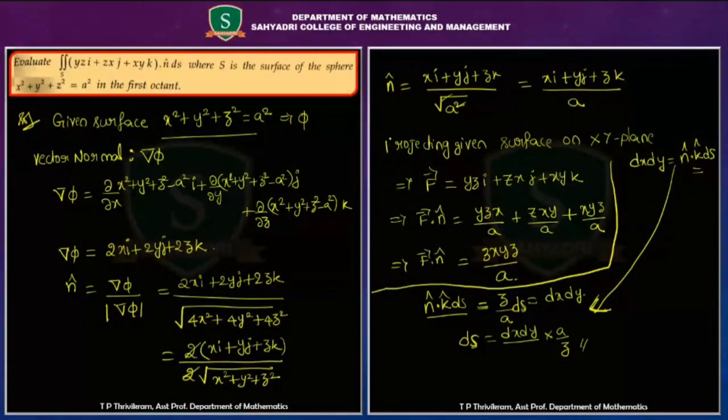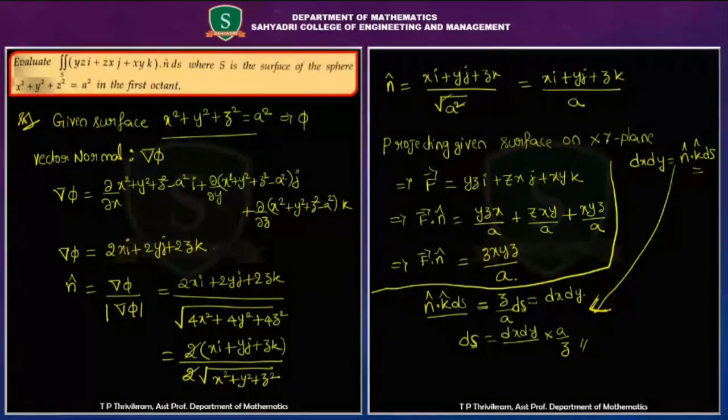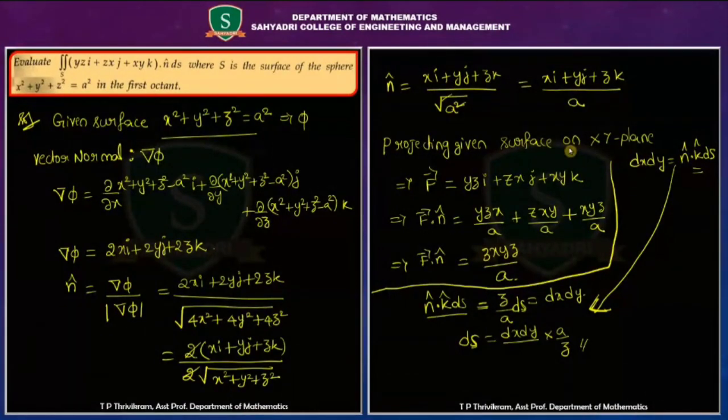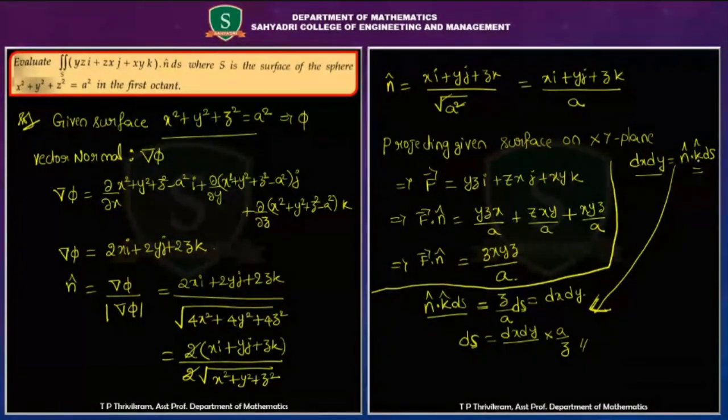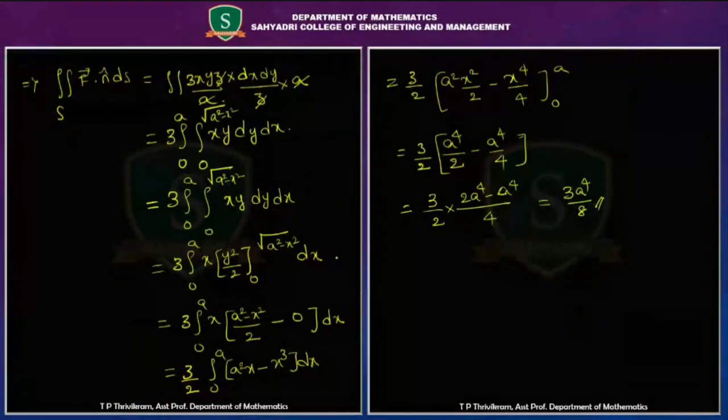So here nothing else we did. While projecting the given surface on the xy plane, the perpendicular axis to this is the z axis, so the k vector will be there. If we want to get the ds value, we need to take a dot product with n cap, normal to the surface. So dx dy must be n cap dot k ds. Then you find the ds value and substitute here. That's it.